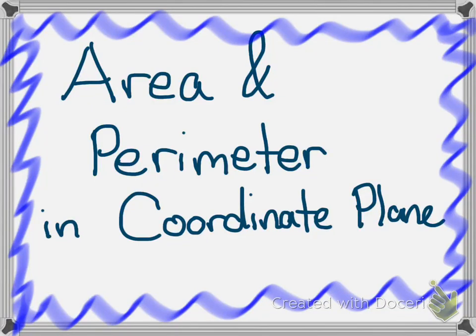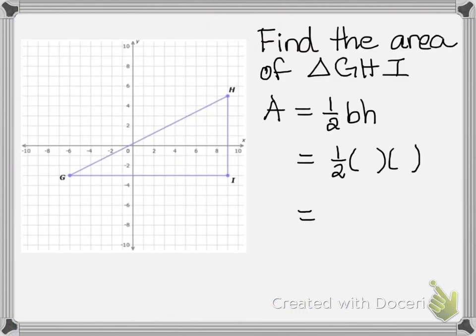In this video, I'm going to teach you guys how to find the area and perimeter in a coordinate plane. All right, let's look at this first example. As you can see, we have a triangle on a coordinate plane. They want us to find the area of this triangle. Well, the area of any triangle is half the base times height. But before we even plug in any numbers, we have to figure out what the measurements of each side are.